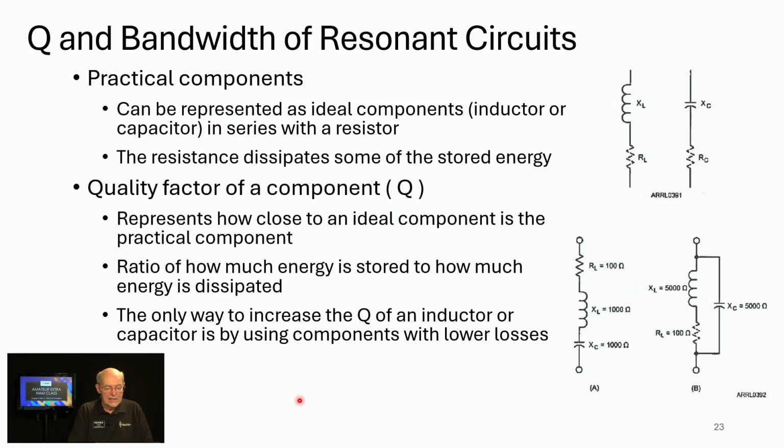And the only way to increase the Q of an inductor or capacitor is by using components with lower losses. So for an inductor, larger wire would help. Lower resistance, more inductance. This is just background to lead up to where we're going next.